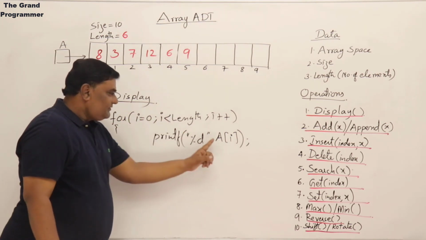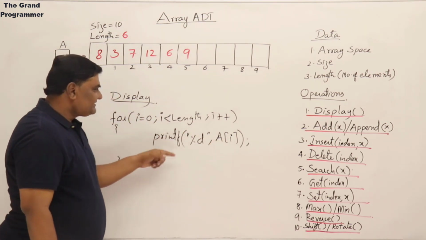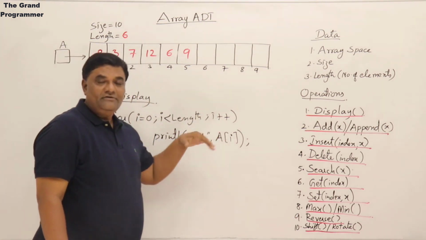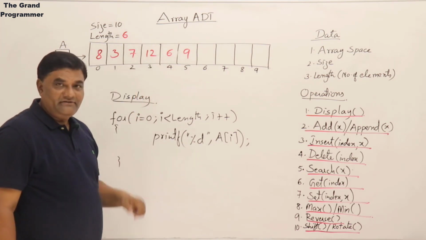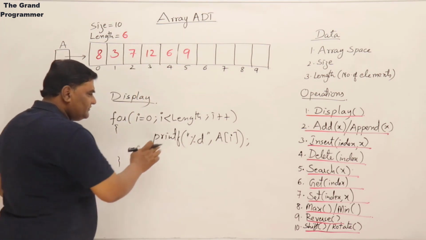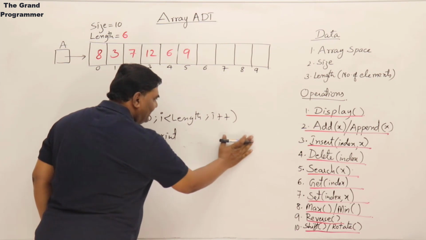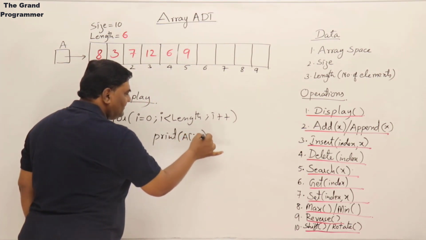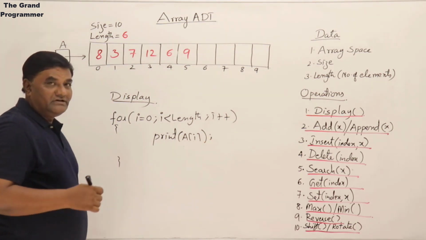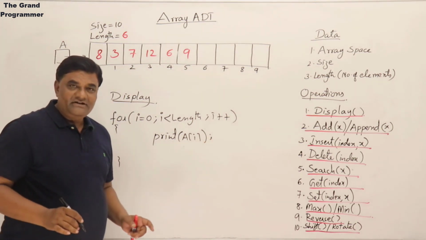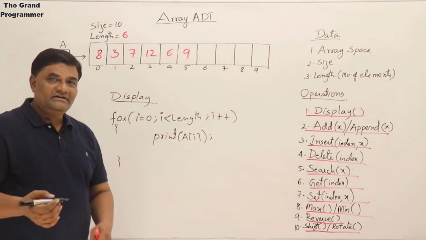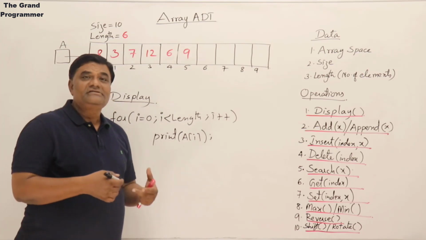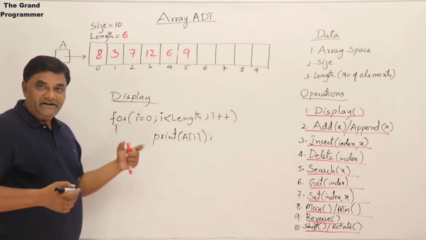The first time the i value will be 0, so it will print A of 0. Next i becomes 1 with i plus plus, so it will print A of 1, then A of 2, A of 3, and so on up to A of 5. Now here, instead of using specific C language syntax, I prefer saying print A of i. So this becomes pseudocode. It doesn't belong to any particular language; it may be C, C++ or any language. In C it becomes printf, and in C++ it may be cout. So this is the method for printing.